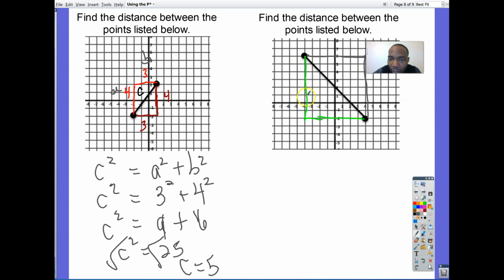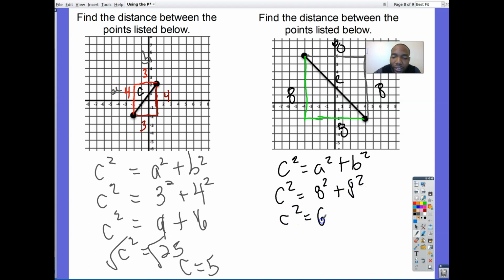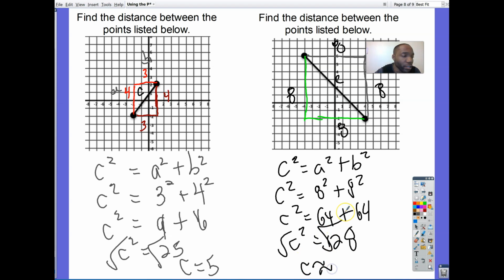1, 2, 3, 4, 5, 6, 7, 8. That's 8. That has to be 8. So we're missing c. c squared is equal to a squared plus b squared. c squared is equal to 8 squared plus 8 squared. 8 squared is 64 plus 64. 64 plus 64 equals 128. The square root of 128, I don't perfectly know, so I'm going to use my calculator. Square root of 128 gives me approximately 11.31. I'm going to round that to a 3. So c is approximately 11.